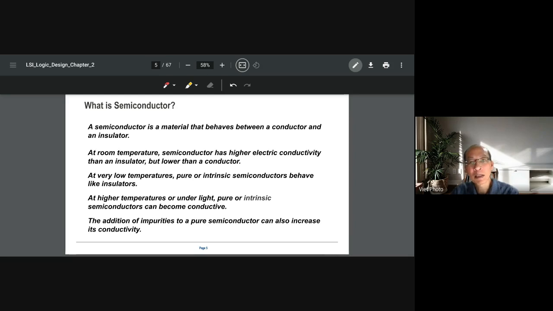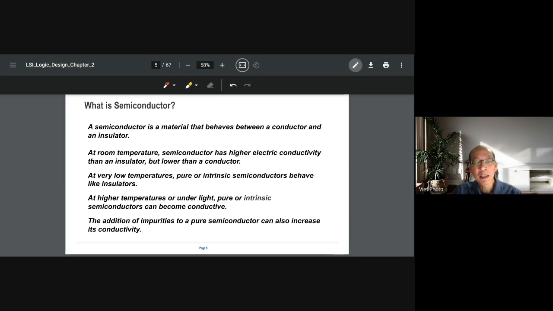What is a semiconductor? By itself, it can be read as half conducting. A conductor is something that conducts, and the other extreme is the insulator. In between is the semiconductor. That's what we talk about under regular, normal conditions, which is room temperature and regular pressure and so on.